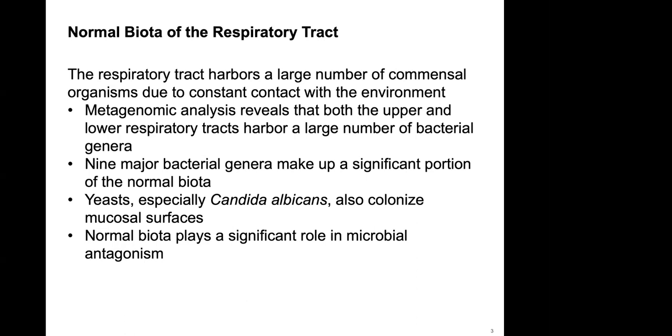Metagenomic analysis revealed that both the upper and lower respiratory tracts actually harbor large numbers of bacterial species. There are 9 major bacterial genera that make up a significant portion of the normal microbiota. Yeast, especially Candida albicans, can also colonize these mucosal surfaces. And the normal biota will play a significant role in what we call microbial antagonism. What microbial antagonism is, this is competition between the good bacteria and yeast.